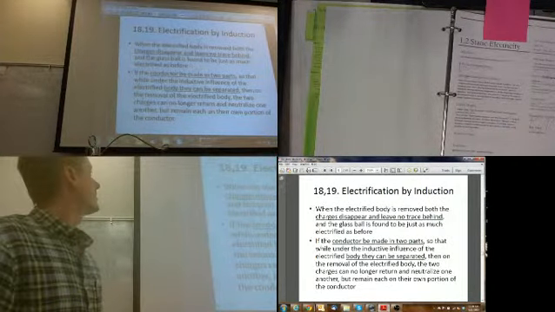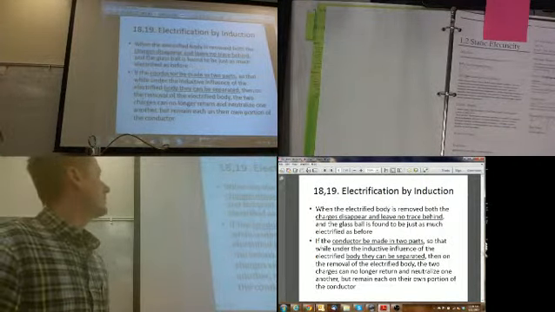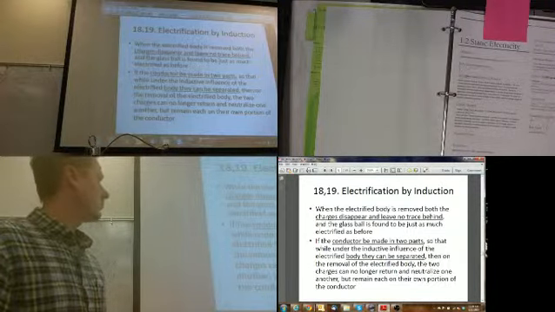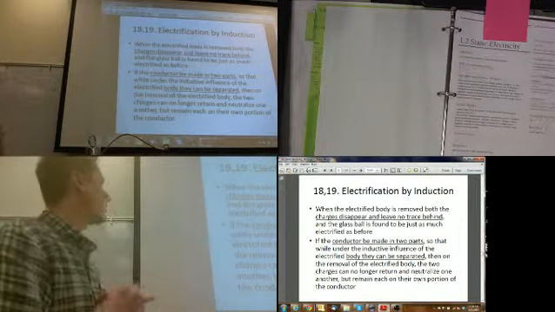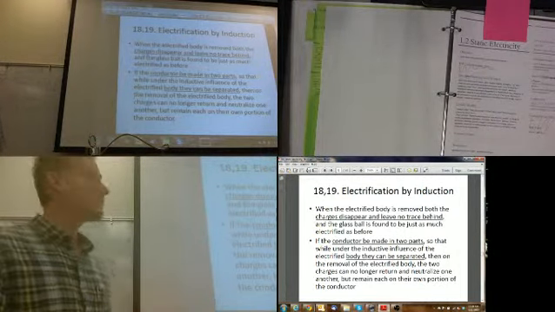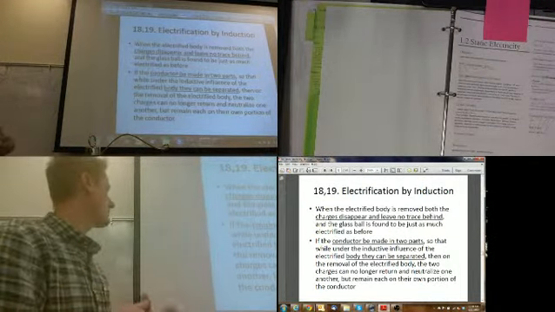So charges disappear and leave no trace behind. When the electrified body is removed, both the charges disappear and leave no trace. Okay, so there's no adverse effects when you separate electricity and bring it back together.